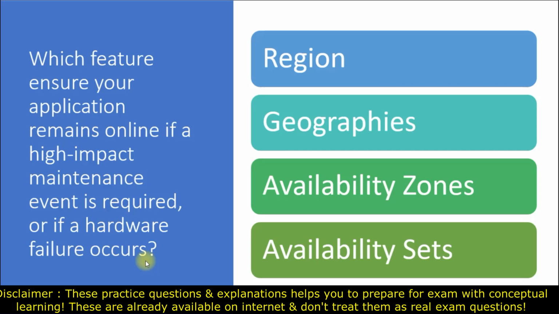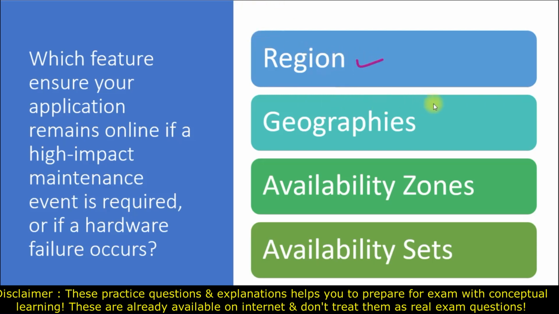So the options we have are region, geographies, availability zone, and availability set. To understand this question, we need to understand what exactly these four features are. A region is a geographical area on the planet that contains at least one, or we can say multiple, data centers within the region.